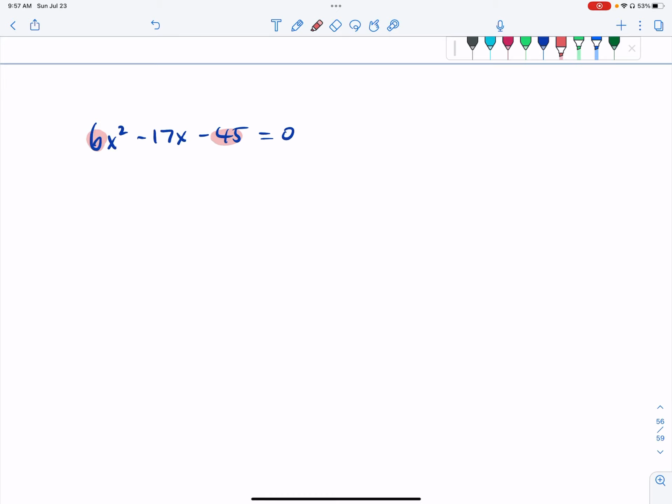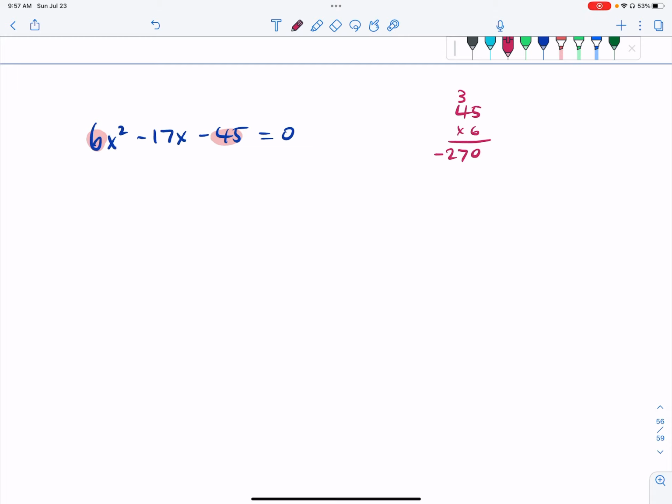Okay, now if I were going to use the AC method, it would dictate that I'm supposed to multiply 6 times negative 45. So negative 45, multiply that times 6, let's see, 30, 24, 25, 27, so it's really a negative 270. Large number, I'm supposed to factor it. Well, if you have large numbers, you've got to factor it.